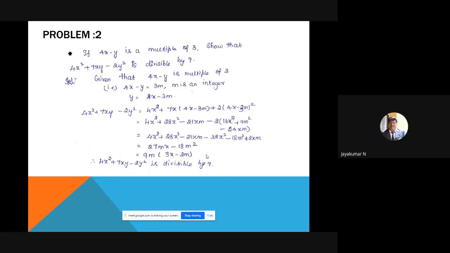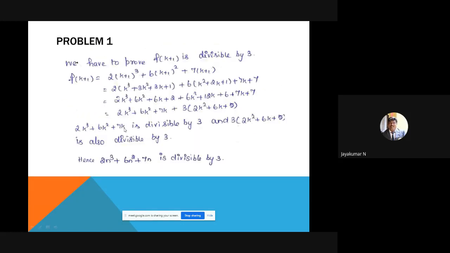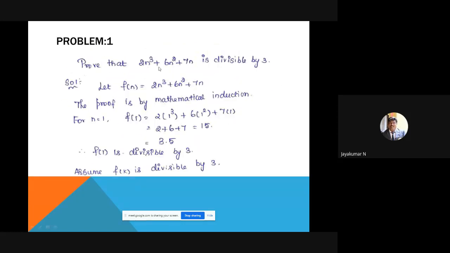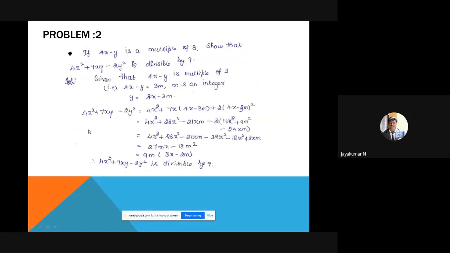Okay, no problem. It's because for this problem we have more work on this statement, that is 4x square plus 7xy. See, in the previous case, I will explain. Can you say that 2n cube plus 6n square plus 7 is divisible by 3 directly? No, we can't. But here we can say directly that 4x square plus 7xy minus 2y square is divisible by 9. How? This expression converts into 9 times m into (3x minus 2m). So it is enough to say that this expression is divisible by 9. No need to go for mathematical induction.